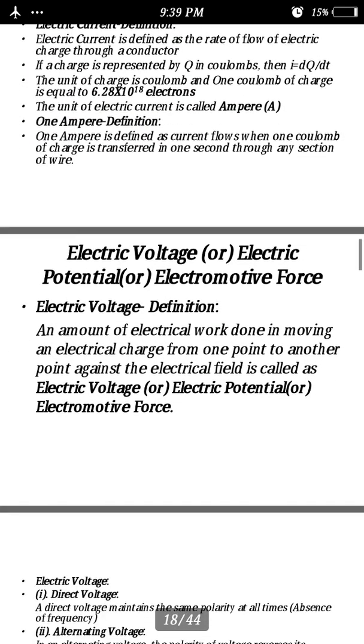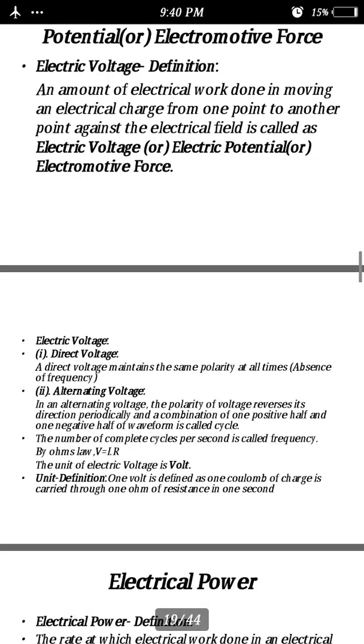any section of wire. The next term is the electric voltage, which is also called electric potential, which is also called electromotive force. An amount of electrical work done in moving an electrical charge from one point to another point against the electric field is called electrical voltage. And it is of two types. One is direct voltage, the other one is alternating voltage.